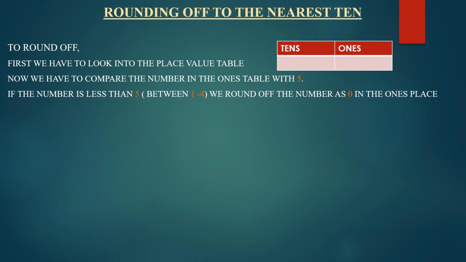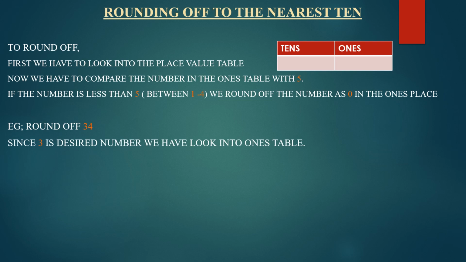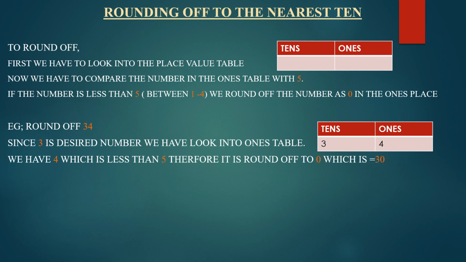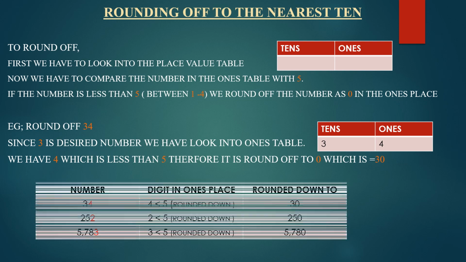And if the number that comes in the column of ones is less than 5, that means between 1 and 4, we can round off that number as 0 in the ones place. For example, if we round off 34, we have to draw the place value table, and it has tens and ones, and 3 is the desired number we have to round off. So now we have to look into the column of ones. Here we have 4, which is less than 5. Therefore, we have to round it off to 0 in the ones place. Therefore, we get 30 as the rounded number.